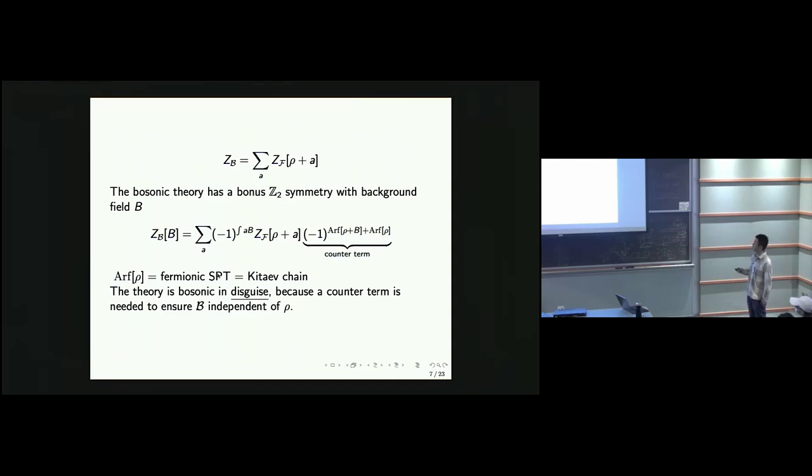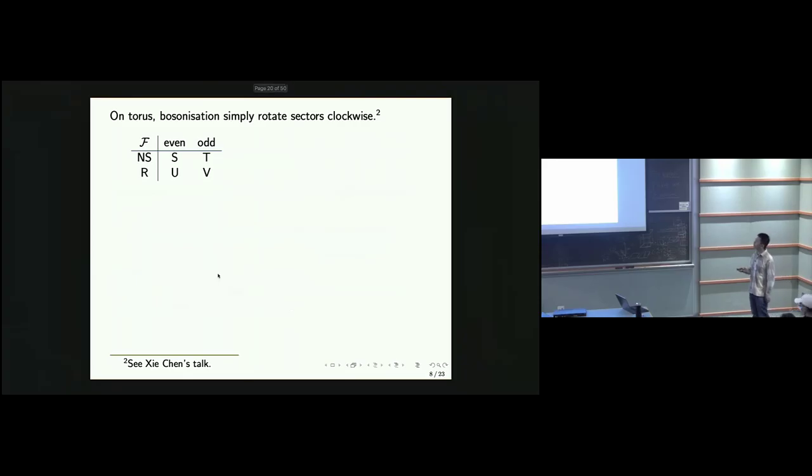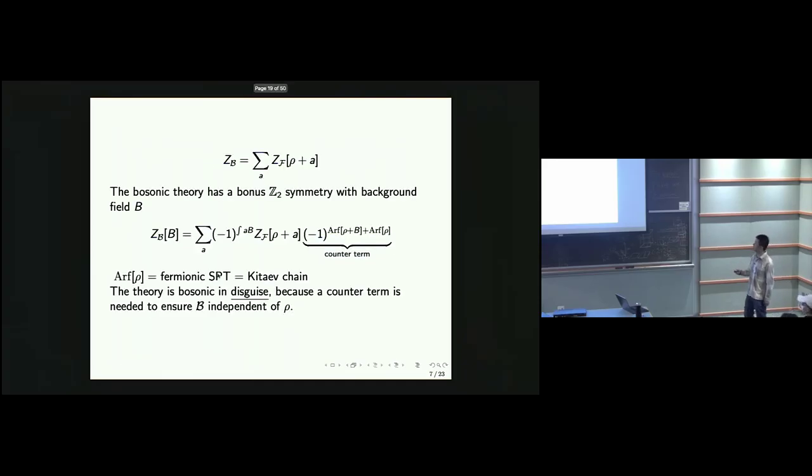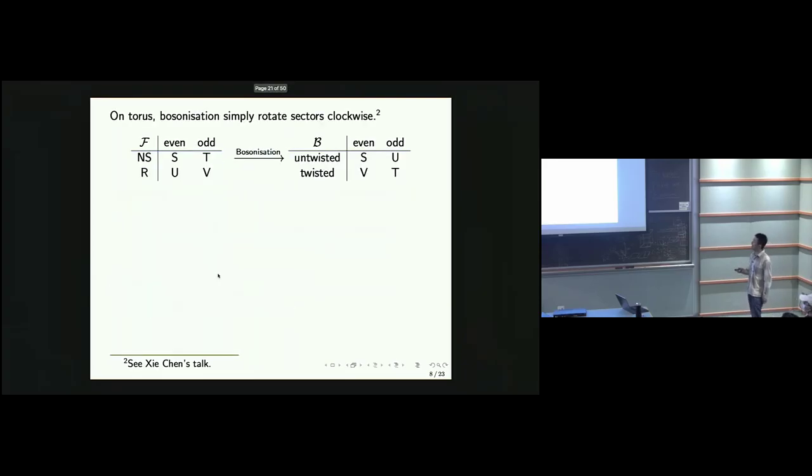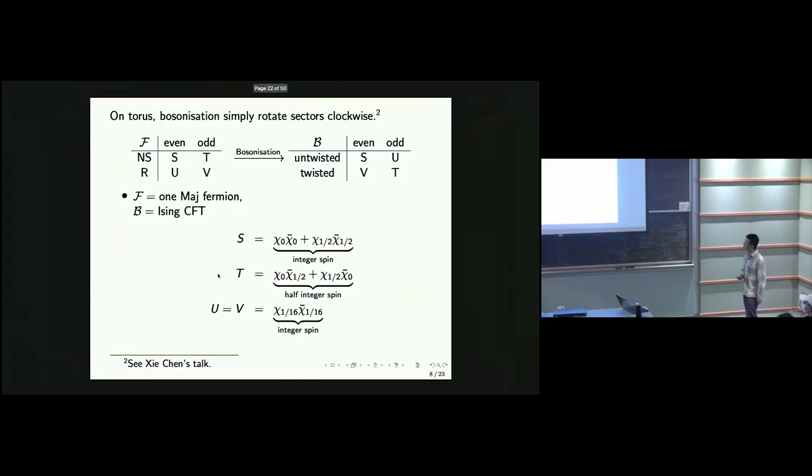And what bosonization does, so here we have a definition, a very concrete formula for the bosonization map. And we can try to implement this map on the torus. And if you do so, then you will find that what the bosonization map does is to keep the first sector invariant, but rotate the remaining 3 sectors clockwise. Okay, so let's try to test this using an example.